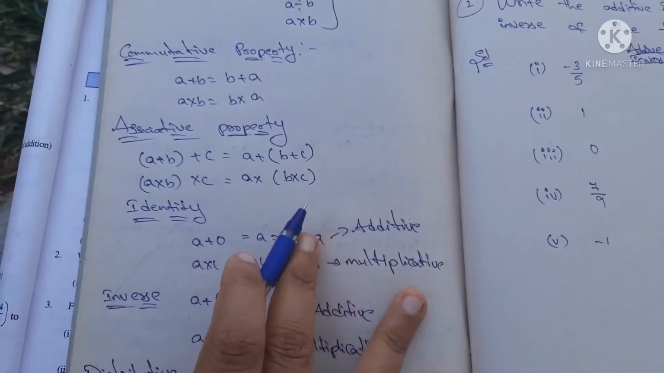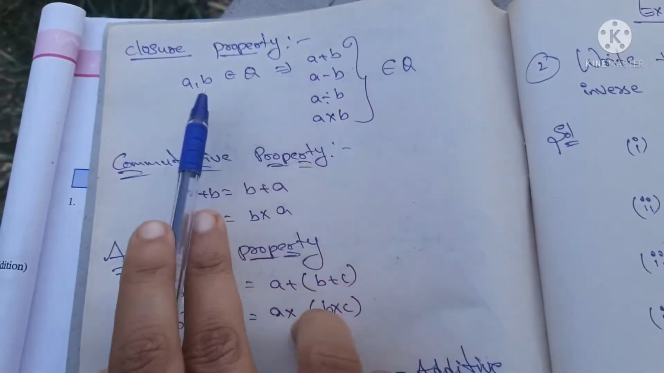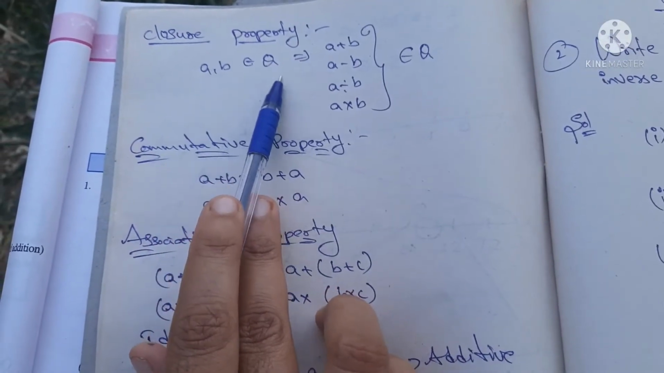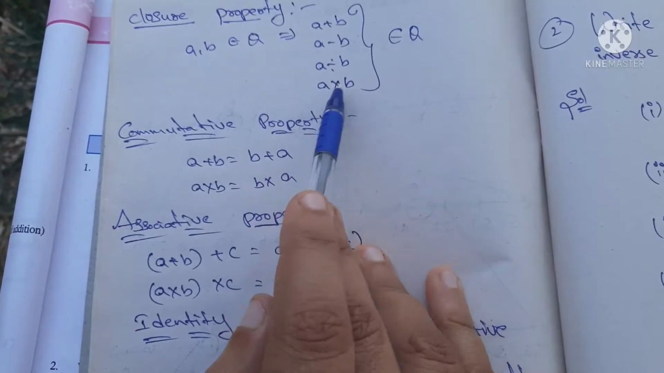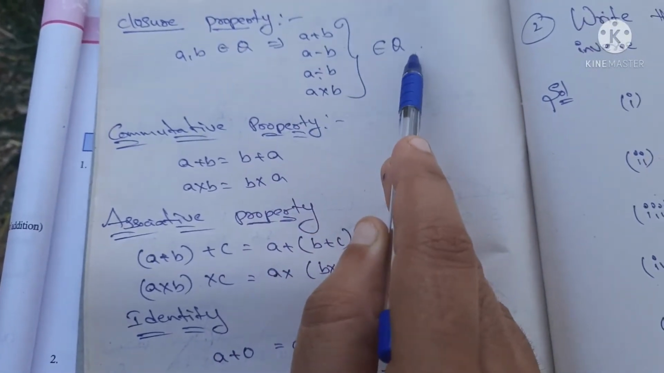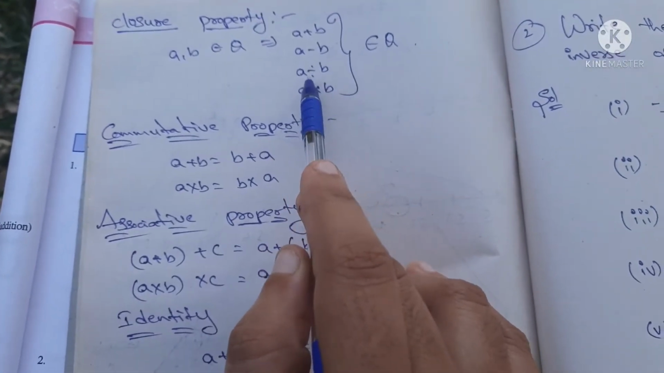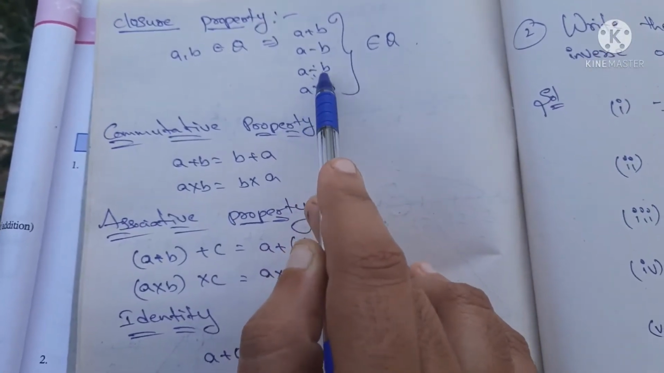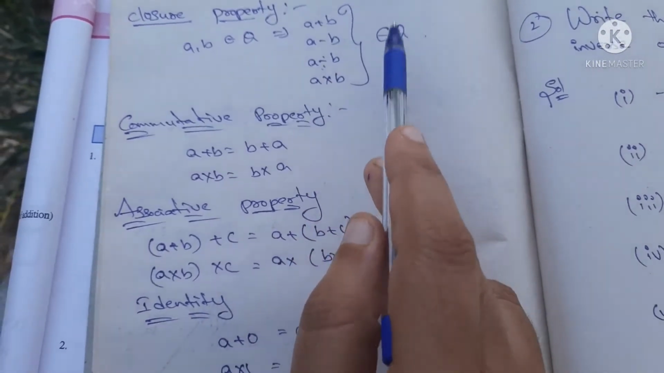Once let us see the properties. First one is closure property. If a, b belongs to Q, then a plus b, a minus b, a into b, a divided by b also belongs to Q. Q means rational numbers. In division condition, if we exclude 0 from the rational numbers, then all the remaining numbers belong to Q. Is it clear?